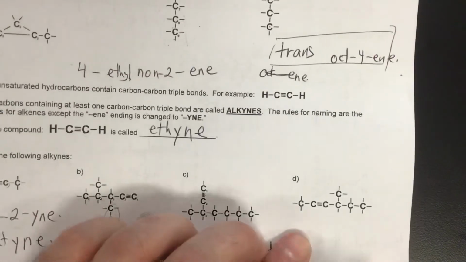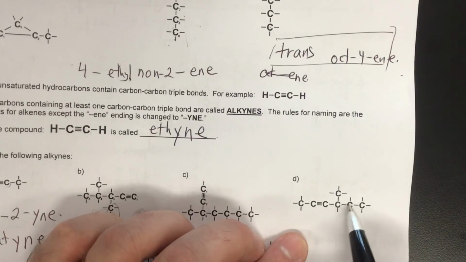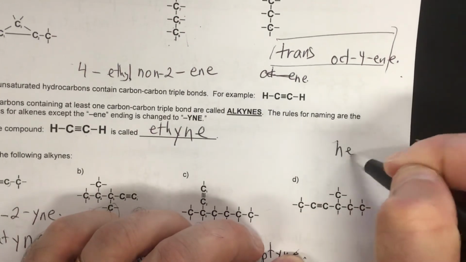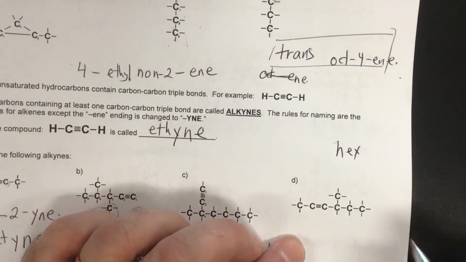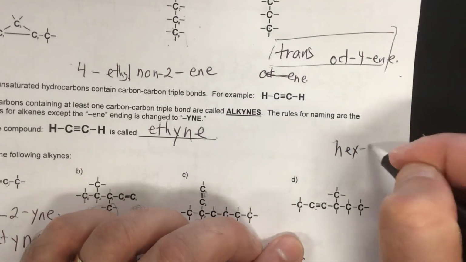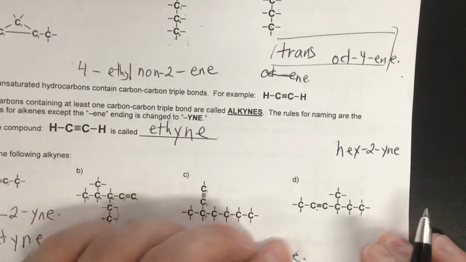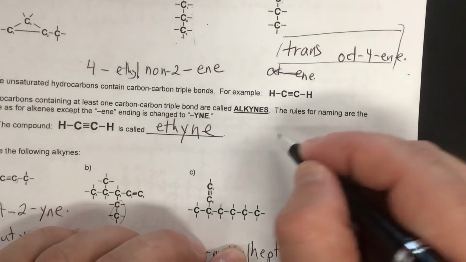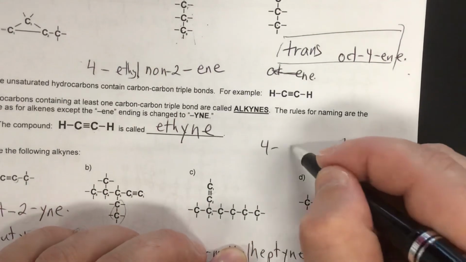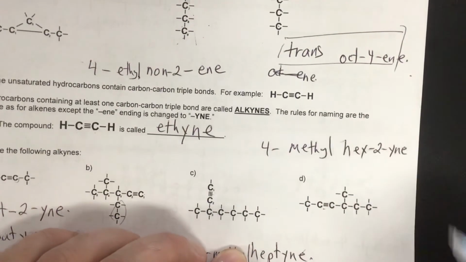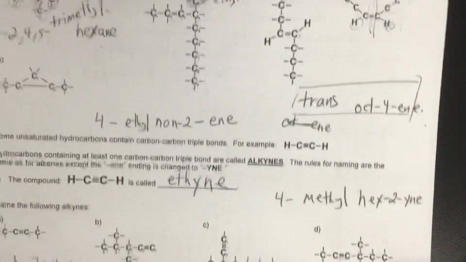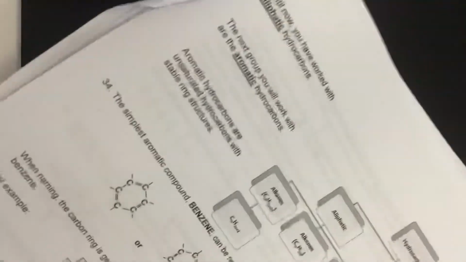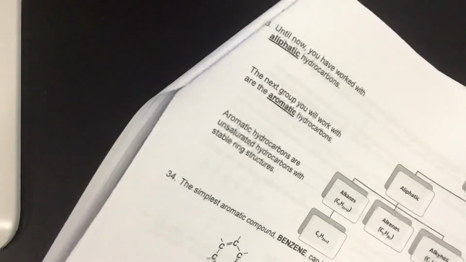Okay. D. 1, 2, 3, 4, 5, 6. So this is hex for 6. So on the second carbon, hex-2-yne. Okay, and then 1, 2, 3, 4 on the fourth carbon. We've got 4-methyl hex-2-yne. Okay, so just kind of the same as the other ones. Not a big deal. And there could be. Okay.